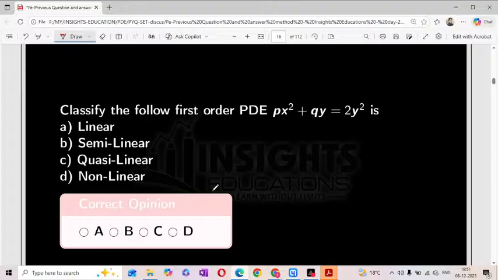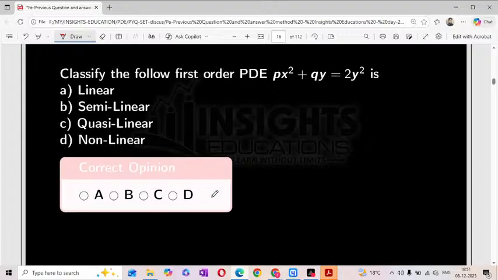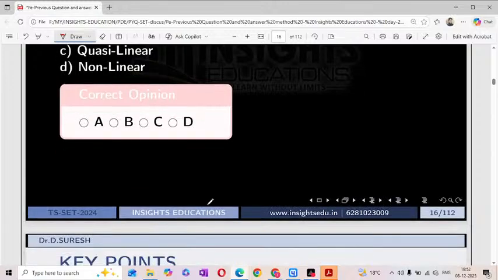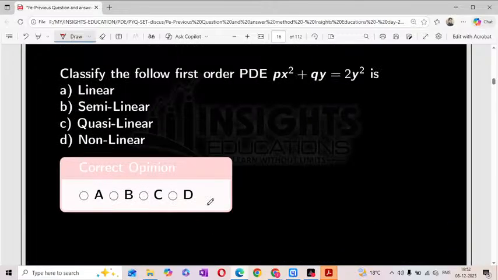So the next one is to classify the following first order partial differential equations. Px square plus qy is equal to 2y square. Is it linear, semi-linear, quasi-linear or non-linear? So this is very simple. Before going to the problem, we will discuss the linear and semi-linear. Semi-linear, very good. Now we will check.